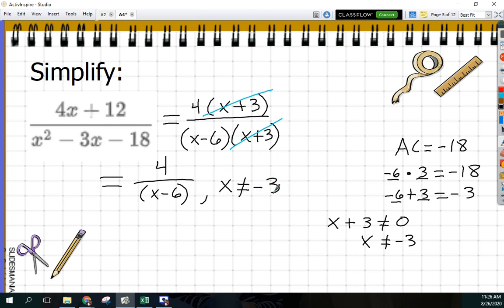Now in that case, if you just could see that it would be negative 3 that would make that expression 0, you can just write it. But if it's something a little bit more complicated and we can't quite tell just by looking at it, this process will always work. And so that would be my final answer.